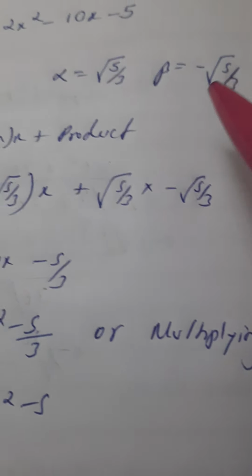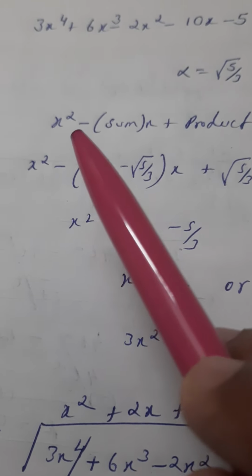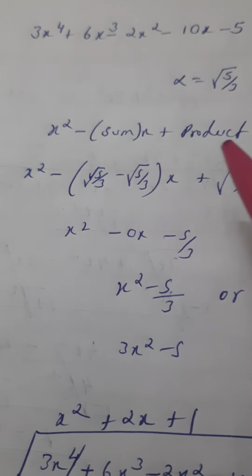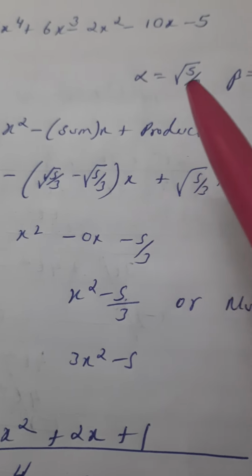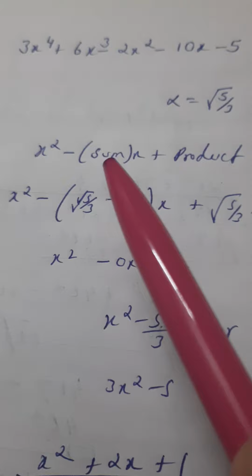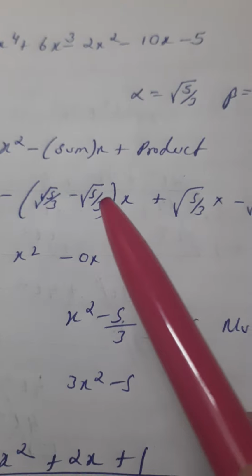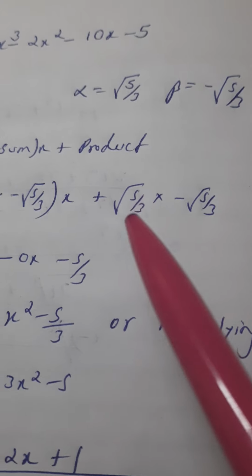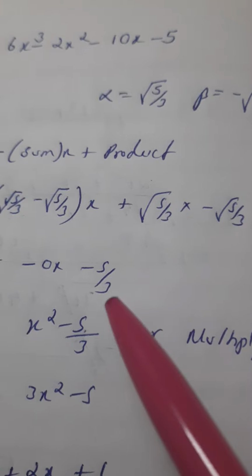Now yesterday I gave you a formula by which we can find a quadratic polynomial, and that was x square minus sum of zeros x plus product. Okay, this was the formula to find a quadratic polynomial. So here the sum and product can be found by adding and then multiplying alpha and beta. So sum means we'll have to add the zeros. When you add root 5 by 3 and minus root 5 by 3, you will get 0. And product is when you multiply the zeros, you will get minus 5 by 3. Root 5 into root 5 is 5 and root 3 into root 3 is 3. So we get minus 5 by 3.